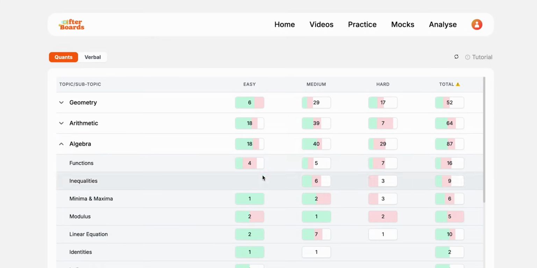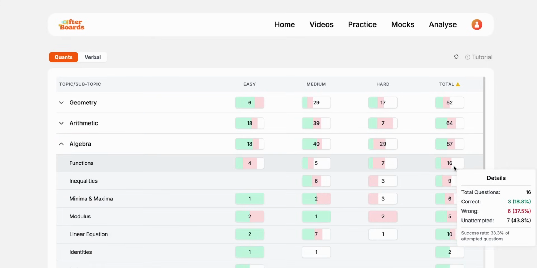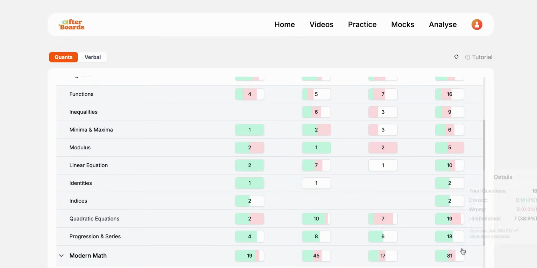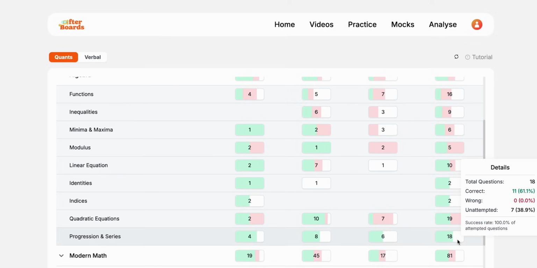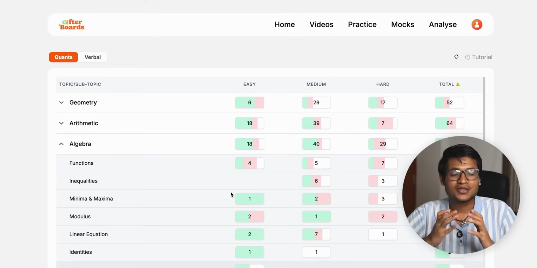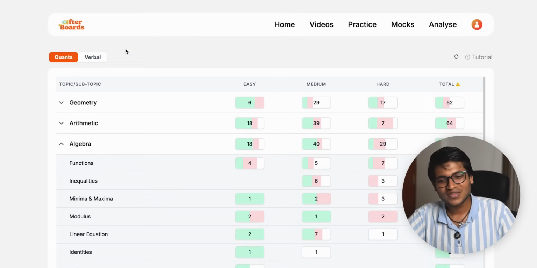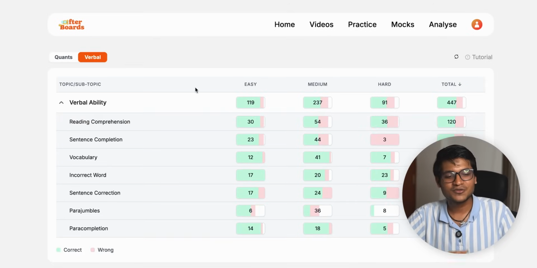Similarly, in algebra, we see that their functions does not have the best success rate. But if you look at progression and series, my god, 18 questions attempted 11, 100% success rate. This is something that is very dear to our heart. And you can also see the same thing with respect to verbal ability.